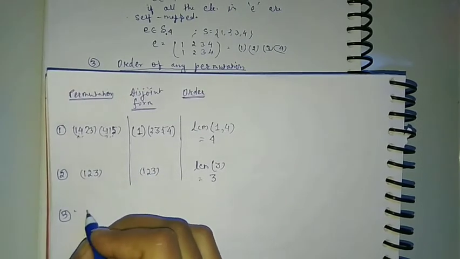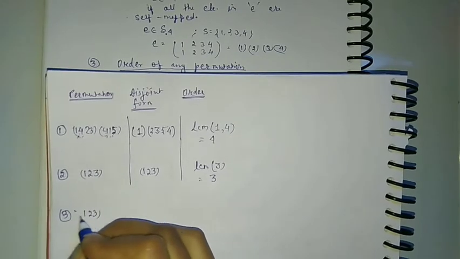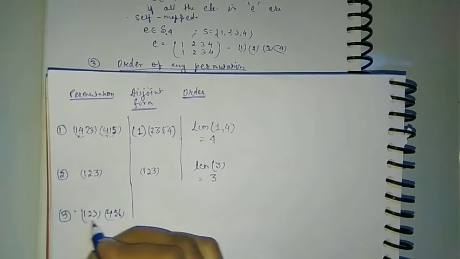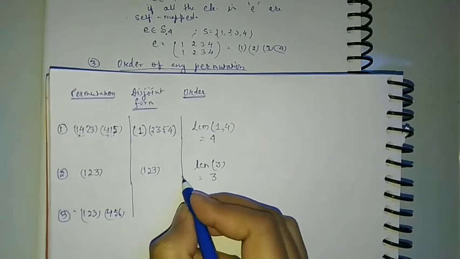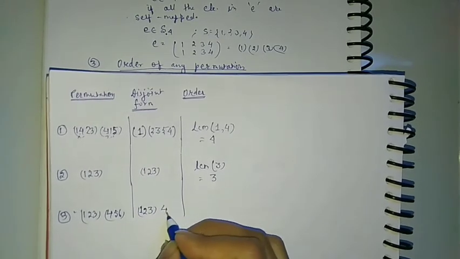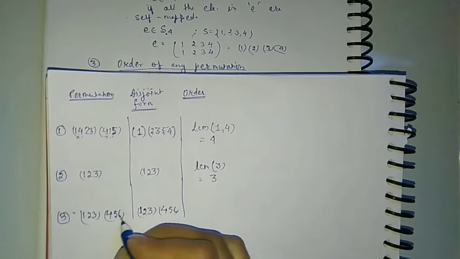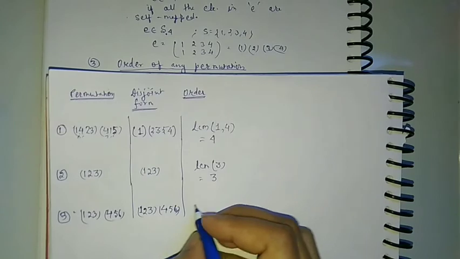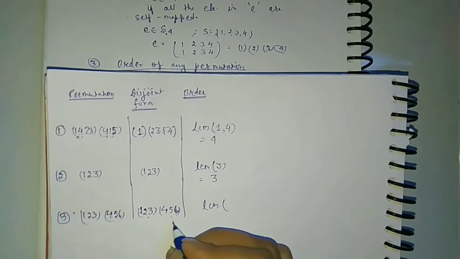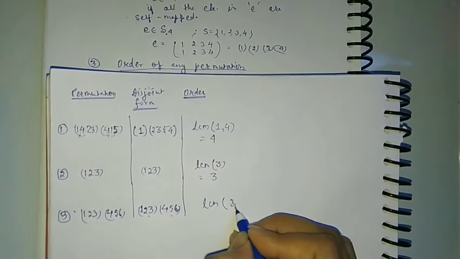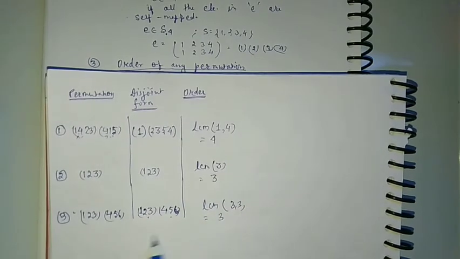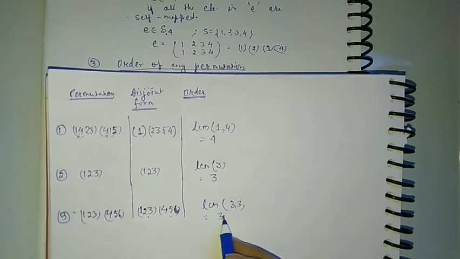Example number 3. 1, 2, 3, 4, 5, 6. Clearly this is also in disjoint form. So the disjoint form is this. So the order is LCM of the length of the first cycle and the second cycle. The length of the first cycle is 3 and the length of the second cycle is 3. LCM of 3 and 3 is 3. So the order of this cycle is again 3.